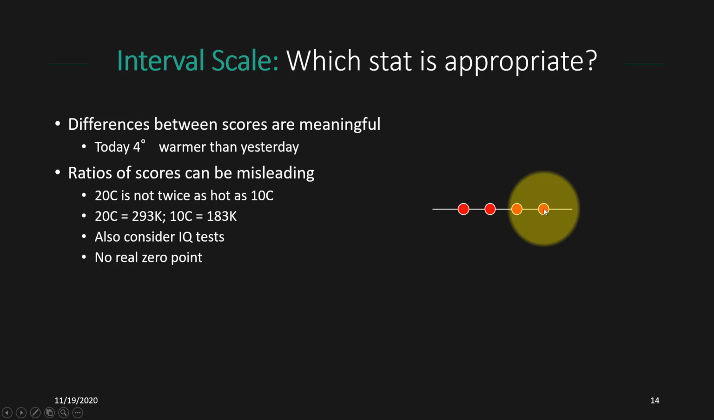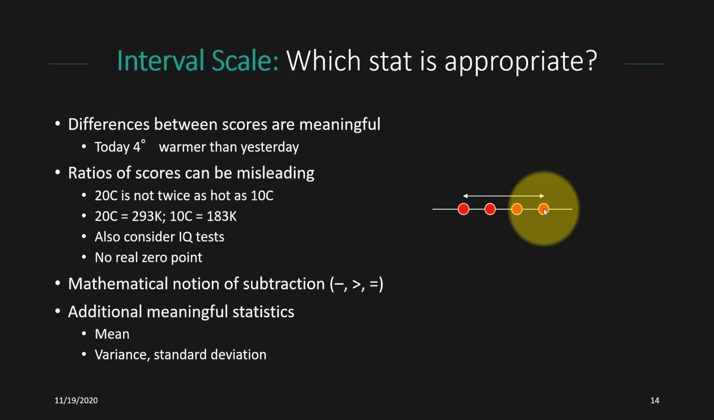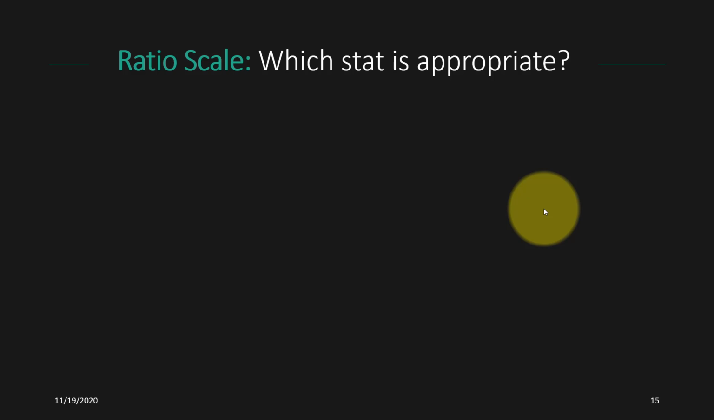So this is a big improvement, and it does allow us to do a lot of other computations once we have equal intervals in our scale. So now we have mathematical notions of addition and subtraction, and we can say someone was X points above or X points below another person, beyond just being greater than or less than. So now some additional statistics become meaningful, such as the mean, the variance, and the standard deviation that you're probably familiar with from other data analysis or statistics type classes.